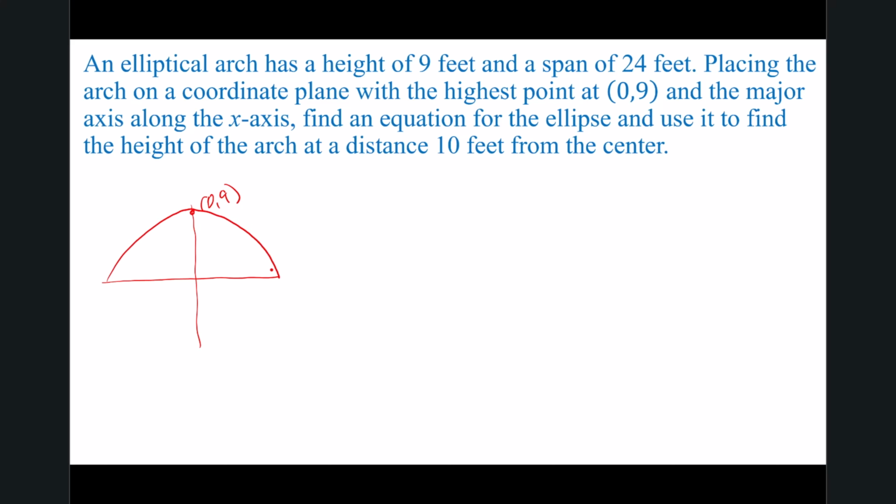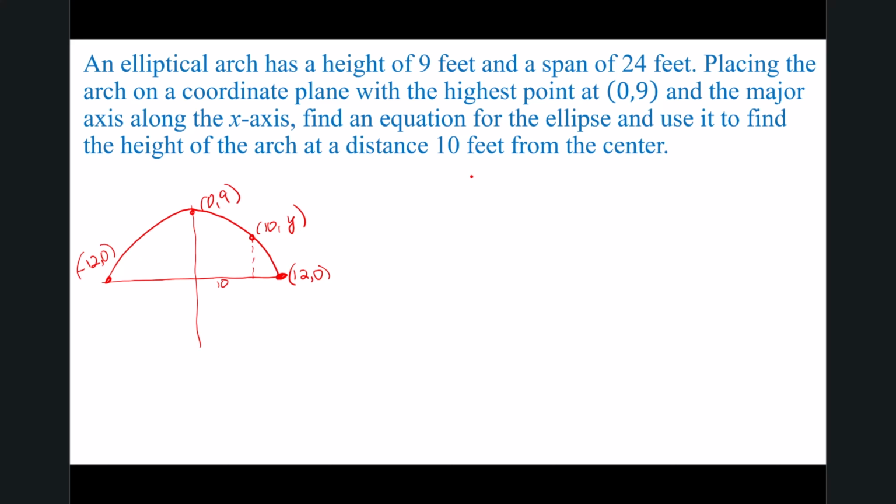So here's our arch, which is half of the ellipse. We know that the height is 9 feet and the span is 24 feet. So this point would be 12, 0, and this point would be negative 12, 0 to make 24 feet altogether. And we want to find the height of the arch 10 feet from the center. So this point right here would be the point 10, comma, y. And we want to find y, what that height is of the arch 10 feet from the center.